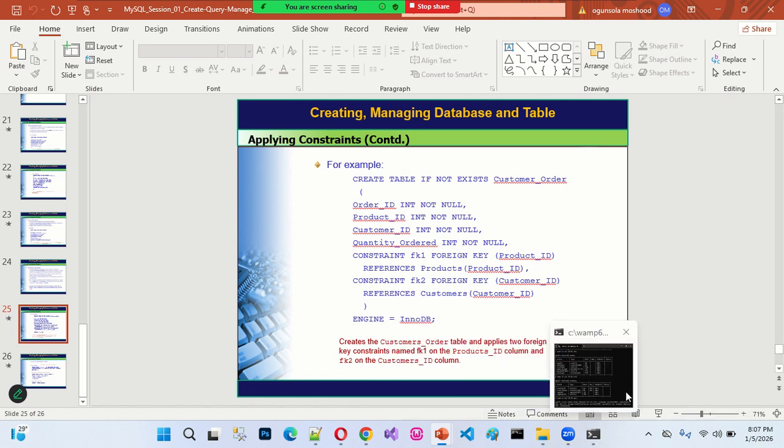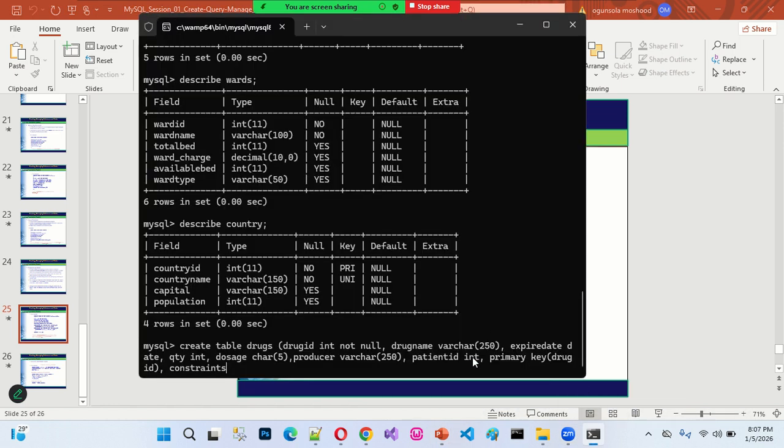So I'll just implement that one here. First, when I say constraint and create FK, that means foreign key constraint. The foreign key constraint is going to be on the patient ID, because the patient ID that is there is a foreign key. Do you get it now? While the drug ID in this new table is a primary key.